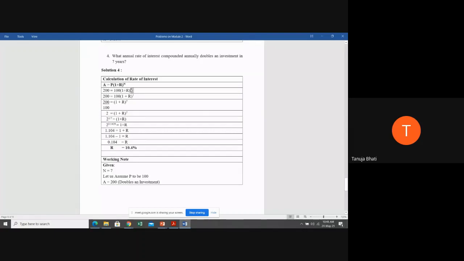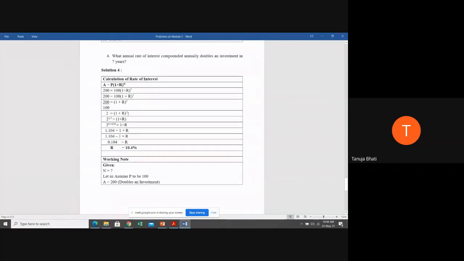Since it is annually, we need to keep the formula as it is. Okay, we need not divide R or multiply N by any amount. Now, further, let us go solving this particular formula. Now, 200 is equal to 100 in the bracket 1 plus R raised to 7. So what happens when we further solve this particular equation? We divide 200 by 100 is equal to 1 plus R raised to 7. So 200 divided by 100 gives us 2 is equal to 1 plus R raised to 7.